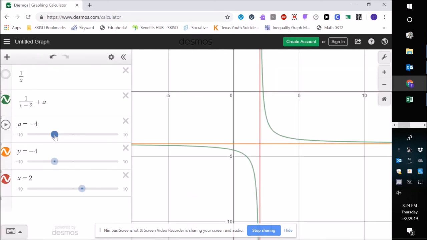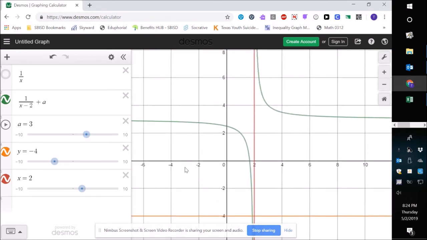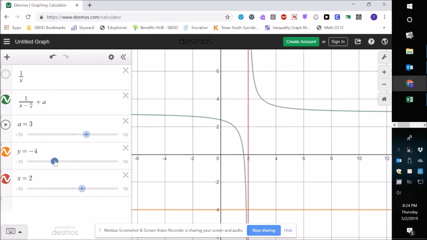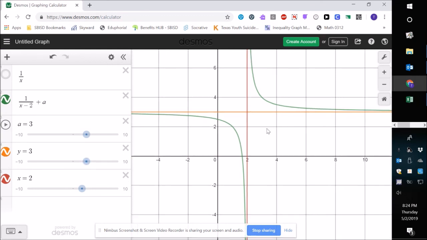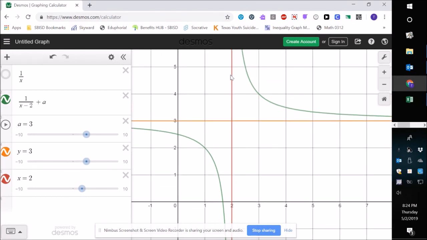Now, if the graph was transformed, say it was 1 over x minus 2 plus 3, as you can see, the graph shifted up 3 units. Therefore, my horizontal asymptote will be at 3. So that means that for my range, it's going to be all real numbers, or all reals, except for 3. So that's going to be the process of identifying domain and range.